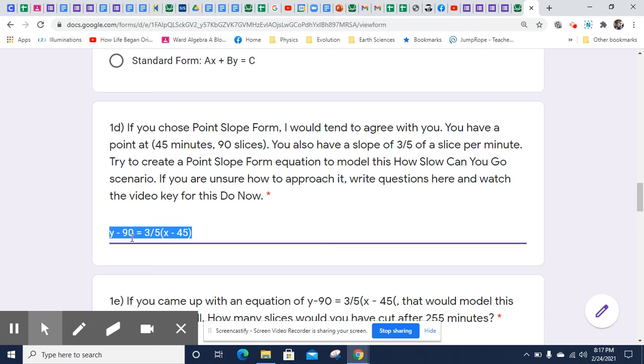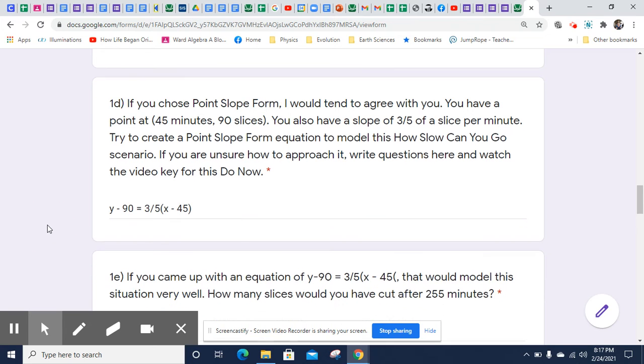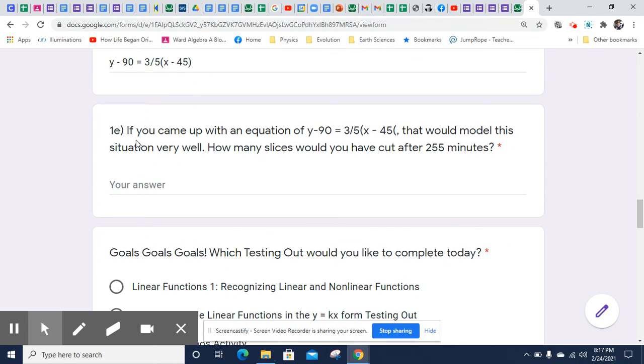Now we're going to need this equation in the next part, because if you came up with an equation of y minus 90 equals 3/5 times x minus 45, what did I do with those parentheses? I'll fix that. You won't see that except in this video. Only people who watch my video will see that. Anyway, so there's our equation: y minus 90 equals 3/5 times x minus 45. Anyway, that would model this situation quite well.